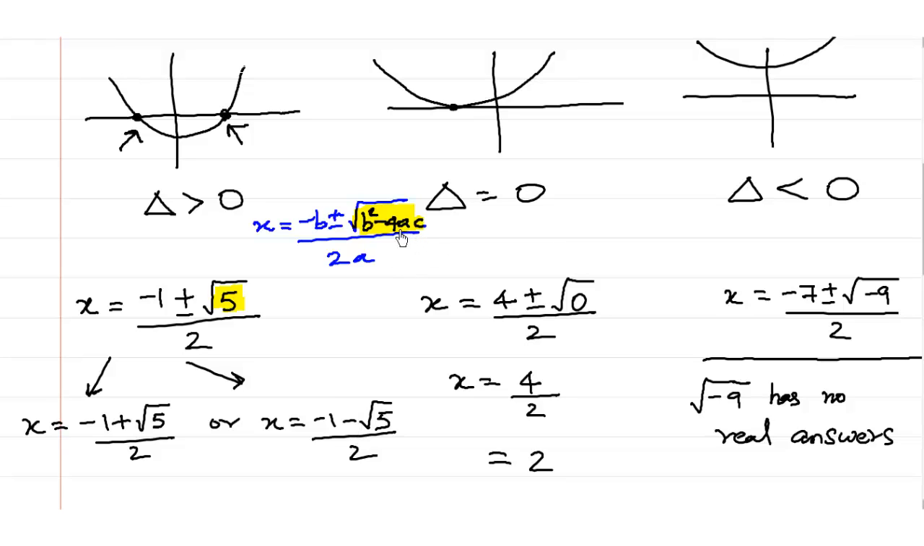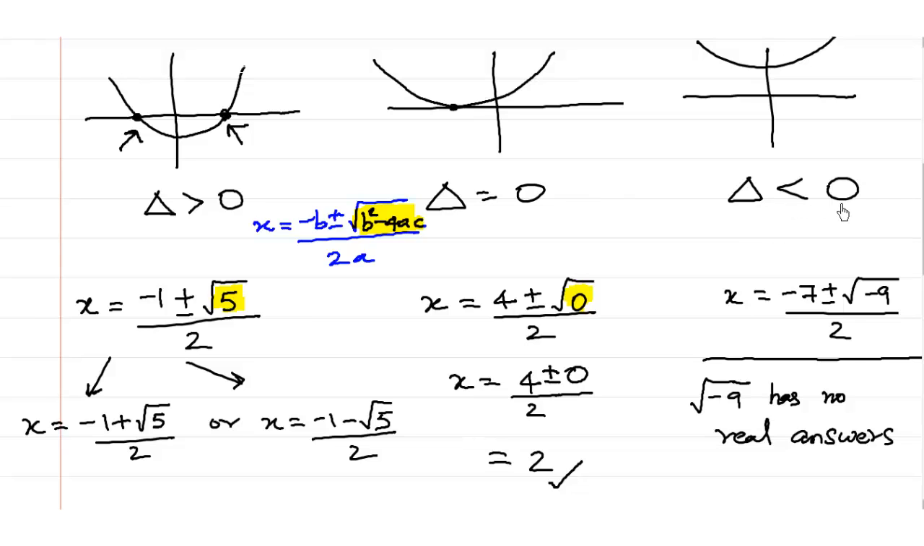But if this value b square minus 4ac is exactly equal to 0, then let's say x is equal to 4 plus or minus root of 0 the whole upon 2. So we know that the root of 0 is simply a 0. So we have in the next line 4 plus or minus 0 the whole upon 2. And we know 4 plus 0 is also 4, and 4 minus 0 is also 4. So 4 upon 2 is simply a 2. So there is only one answer. So if delta is equal to 0, there is only one answer. There is only one real and equal root.